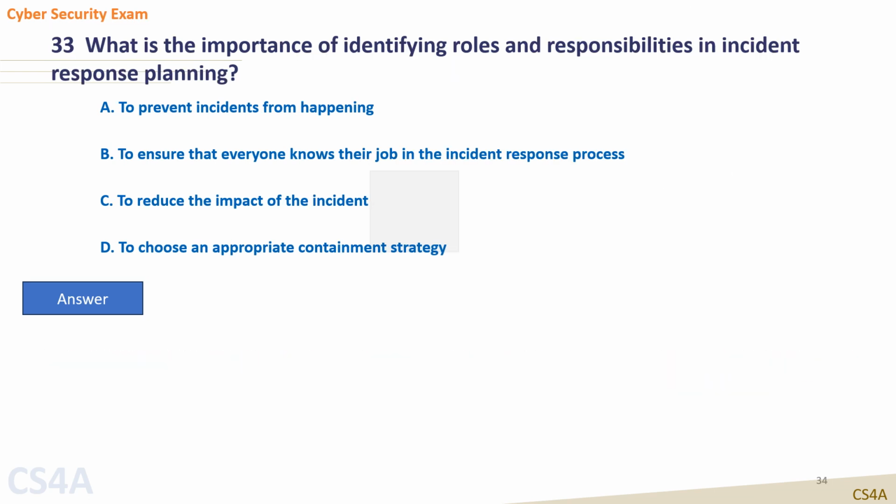So here the question is, what is the importance of identifying roles and responsibilities in incident response planning? Okay. Here the options are to prevent incidents from happening. This is not related to the identification of roles and responsibilities. And to ensure that everyone knows their job in the incident response process. This might be the correct one. Okay, we'll see the next. To reduce the impact of the incidents. This is not the correct one. And to choose an appropriate containment strategy. This is also not the importance of identification of roles and responsibilities. So the answer is B.